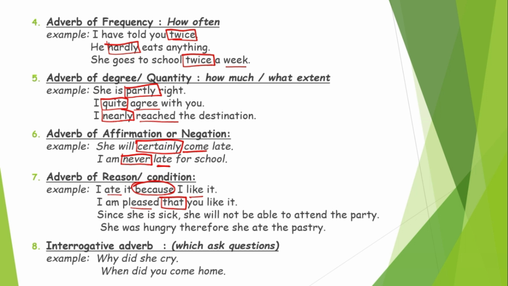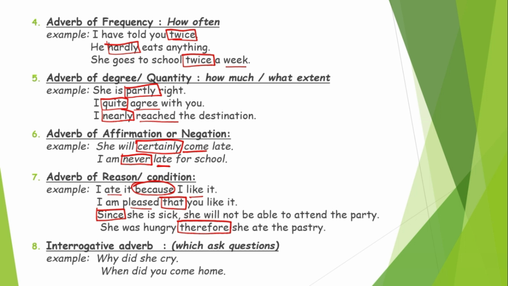Since she is sick, she will not be able to attend the party. So she will not be able to attend the party. What is the condition? Since she is sick. So here the adverb can also come at the beginning of the sentence. She was hungry. She ate the pastry. So she was hungry, therefore she ate the pastry. So what is the reason here? A condition, hungry, and that is why. So therefore is the adverb of reason.